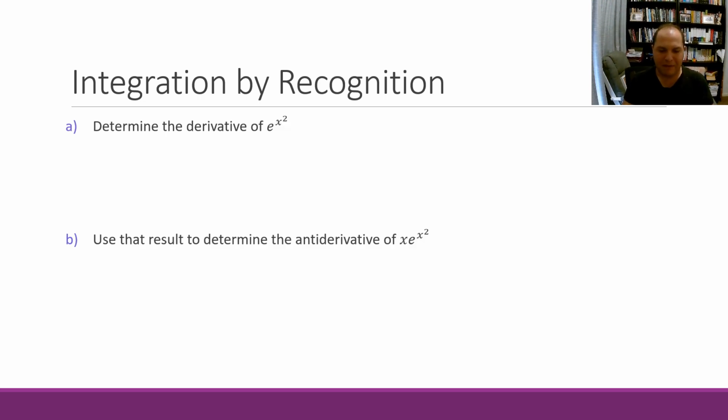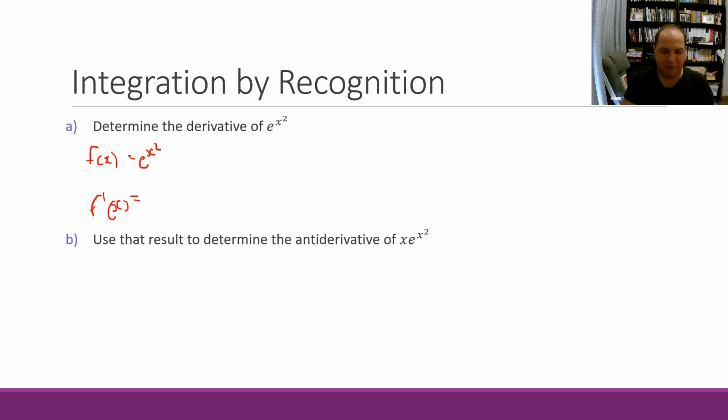Alright, so what we have to do first is determine the derivative of e to the x squared. So if our original function is f of x equals e to the x squared, we need to work out what f dash of x is. Looking at this one, it's not a product rule, as we don't have two functions multiplied together, and it's not a quotient rule. It looks like it's going to be a chain rule.